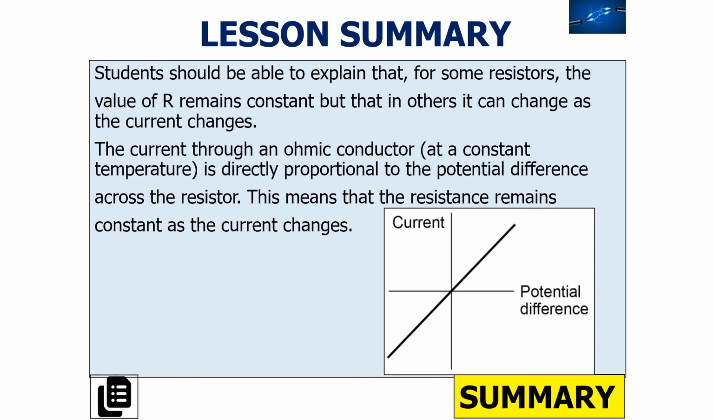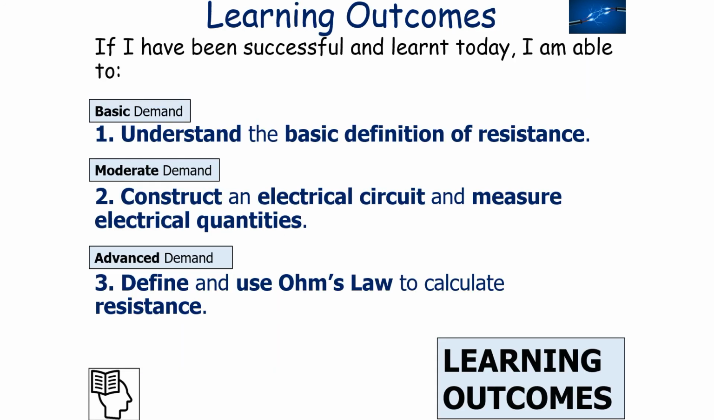And you should be able to explain that for some resistors, the value of R, resistance, remains constant, but in others it can change as the current changes. Now the current through an ohmic conductor at a constant temperature is directly proportional to the potential difference across the conductor. This means the resistance remains constant as the current changes, and you get the following graph, a straight line through the origin. So if we've been successful and learnt in today's lesson, we should be able to understand the basic definition of resistance, construct an electrical circuit and measure electrical quantities, and define and use Ohm's law to calculate resistance.